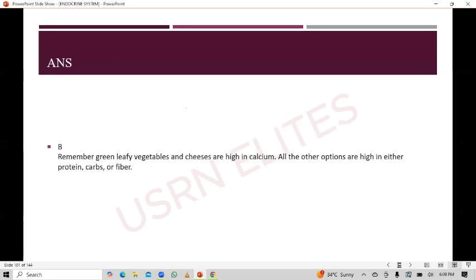All right, so the answer is B. Remember, green leafy vegetables like contomere and broccoli, and cheese, are high in calcium. All the other options are high in either protein, carbohydrate or fiber. Okay, all right, next question.